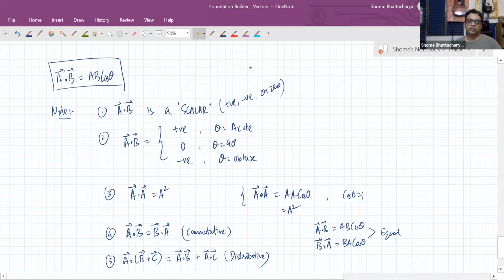Okay. So make sure you understood all these points here. Now the final thing about dot products.